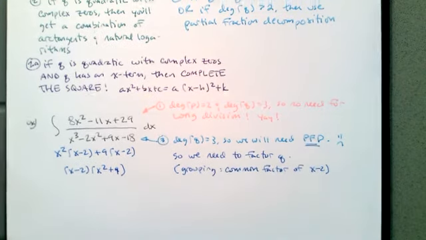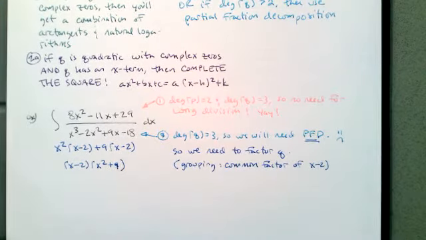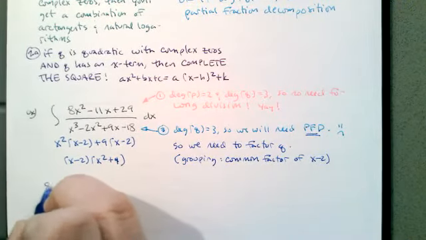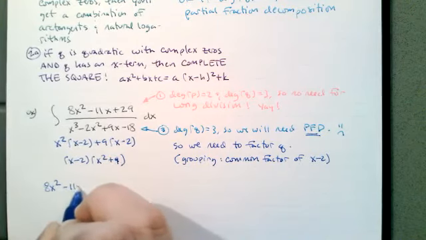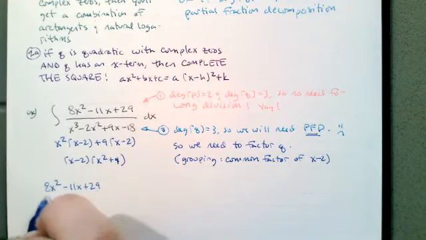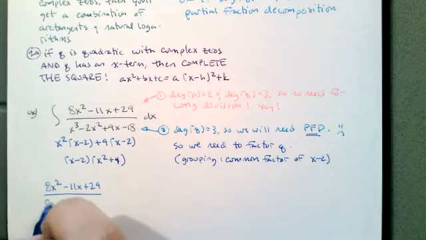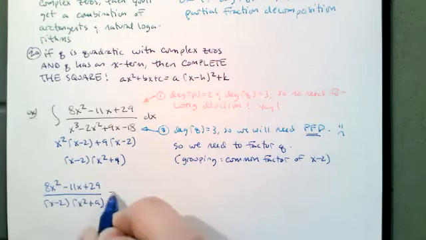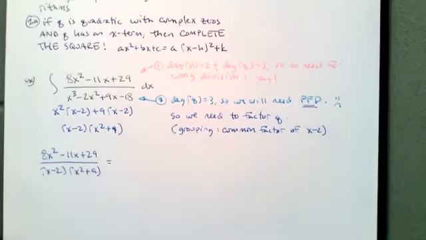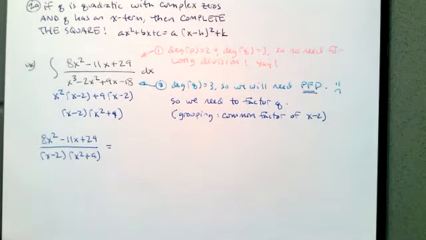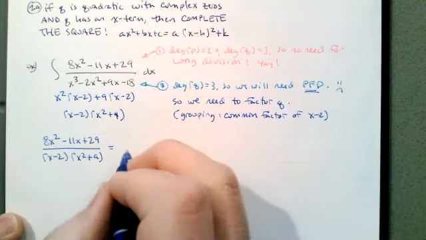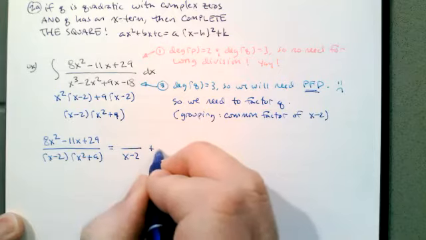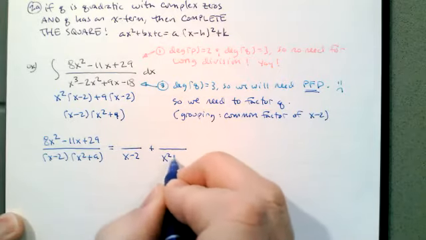So I'm going to break apart the partial fraction decomposition portion of events. So we have 8x squared minus 11x plus 29 over x minus 2 times x squared plus 9. And I need to write this into two terms. One term has a denominator of x minus 2, and the second term will have a denominator of x squared plus 9.